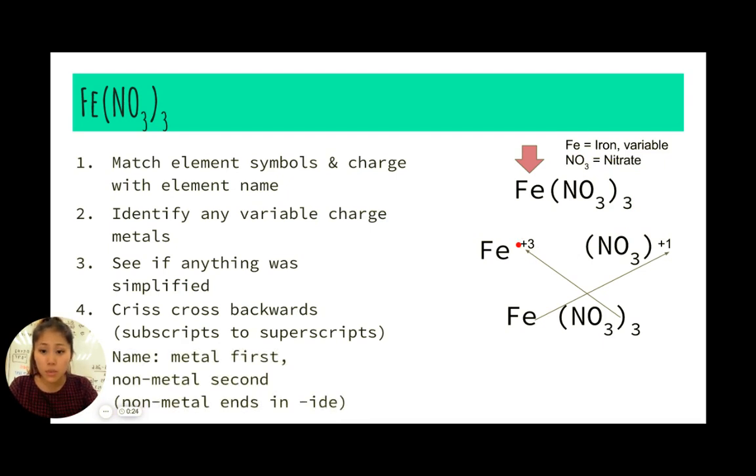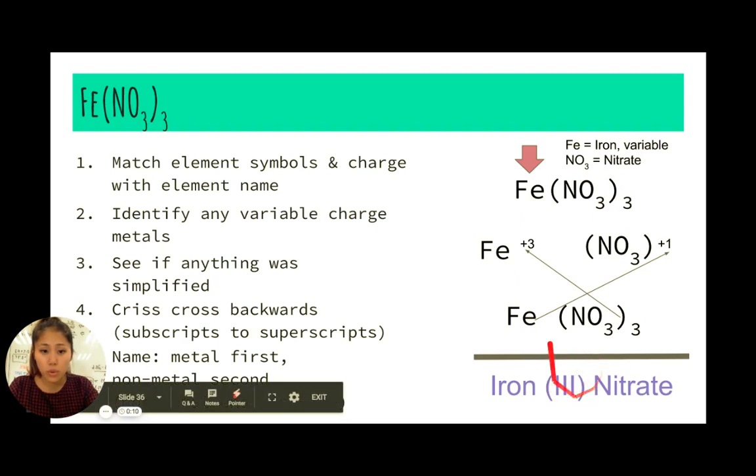So when we name this, we name the metal first, the nonmetal second, just like how in the chemical formula, the metal is placed first and then technically the non-metal unit. And so we can name this as iron, Roman numeral 3 for a +3 variable charge, and nitrate. And there you go.